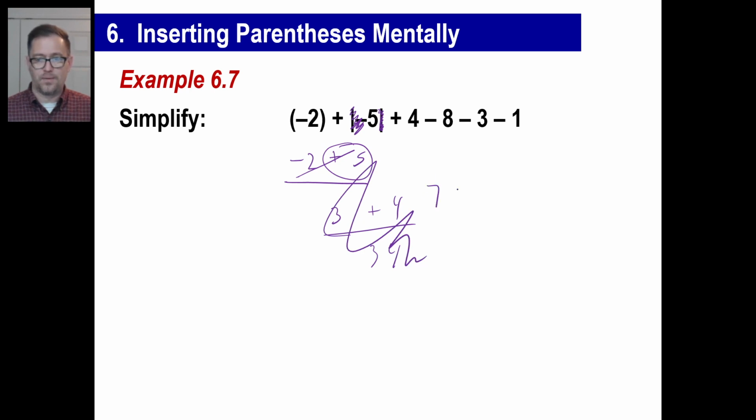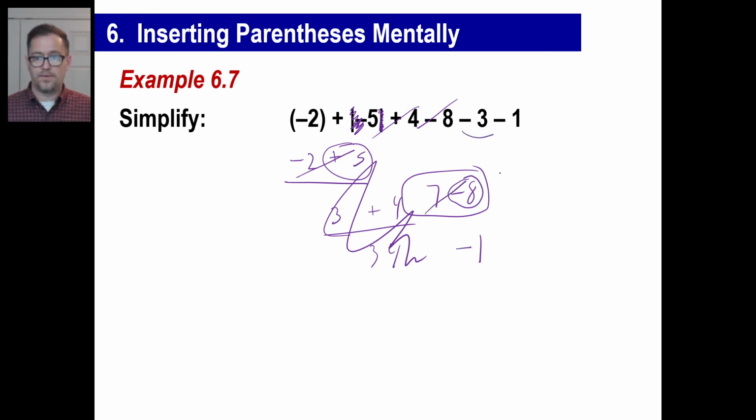Okay. Now we have 7 minus 8. That's our new problem, right? We're done with that. Well, again, we have a 7 here, and we have a negative 8 right here, and we're getting those together. So, different signs, so we subtract the absolute values. 8 minus 7 is 1. But this is farther away from 0 than the 7 is. So this is negative as well.